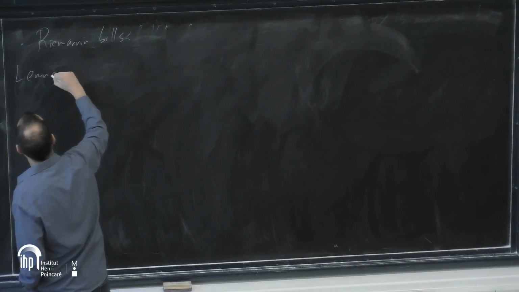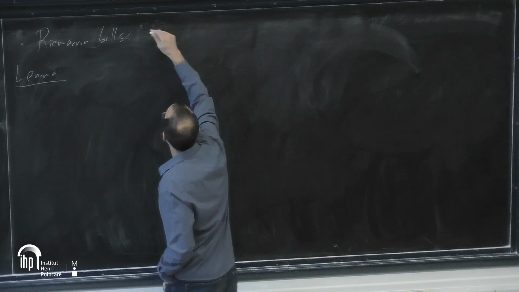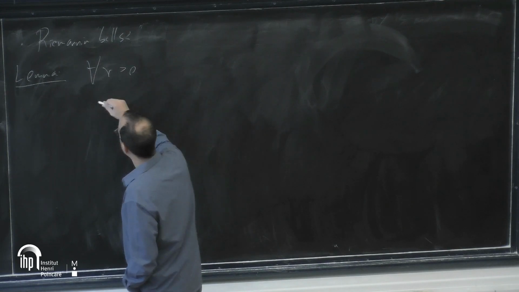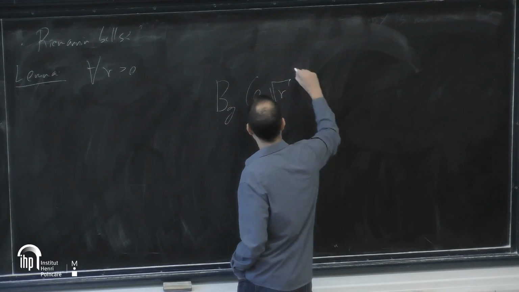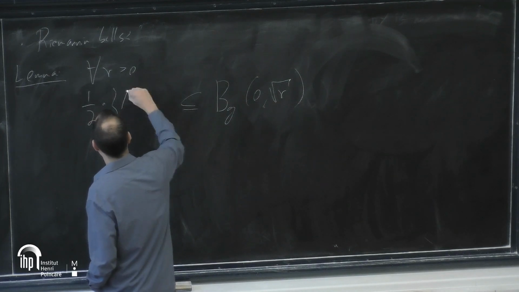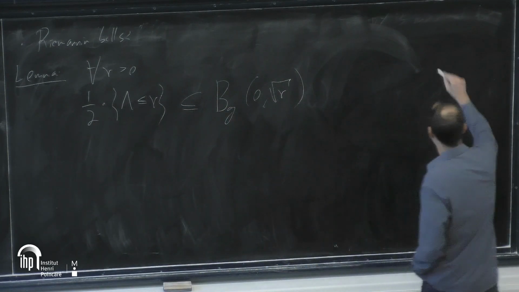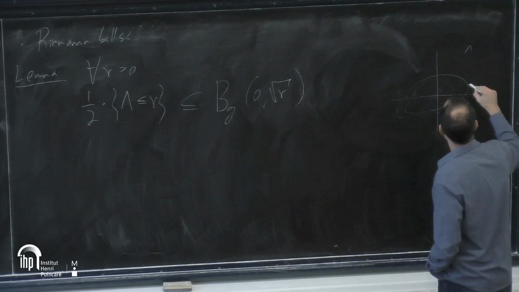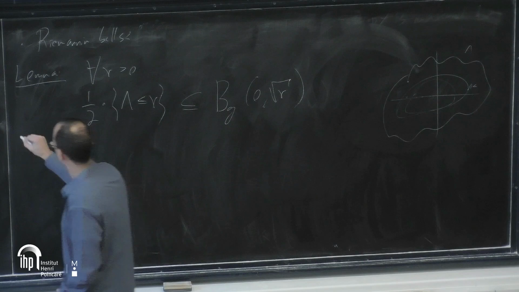So the lemma is this. Our standing assumption is that X is log-concave and isotropic. The lemma is that for any r, the Riemannian ball of radius root r contains the level set of the Laplace transform lambda. So we have the level sets, and the ball is a bit larger. Okay, let's prove it.